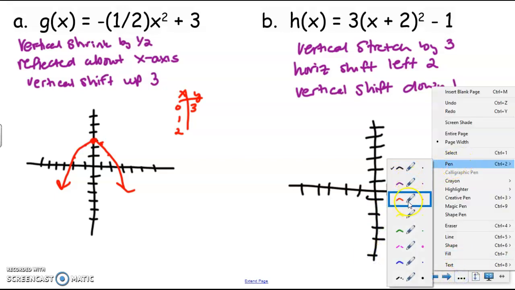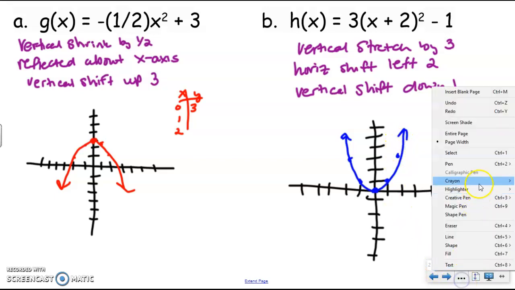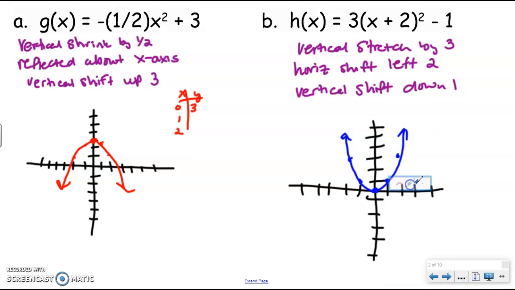So if it helps, you could graph your parent function. I'm going to go ahead and do that in blue. So I have 0, 0, 1, 1, 2, 4. And I'm reflecting that. Okay, so here's my parent function. Most of you are okay with that on your quiz. So we're going to shift and stretch. So we're going to shift left 2 and down 1. And then we're going to stretch by a factor of 3.